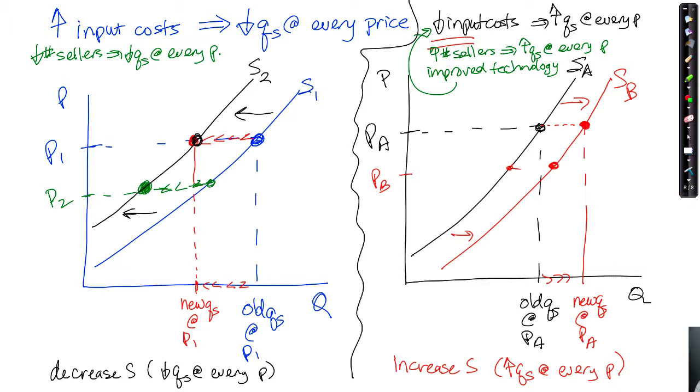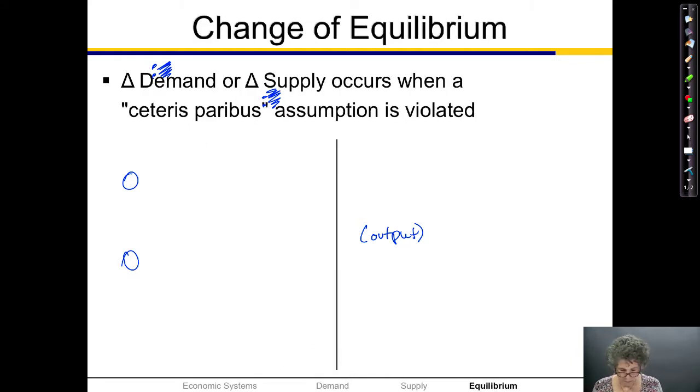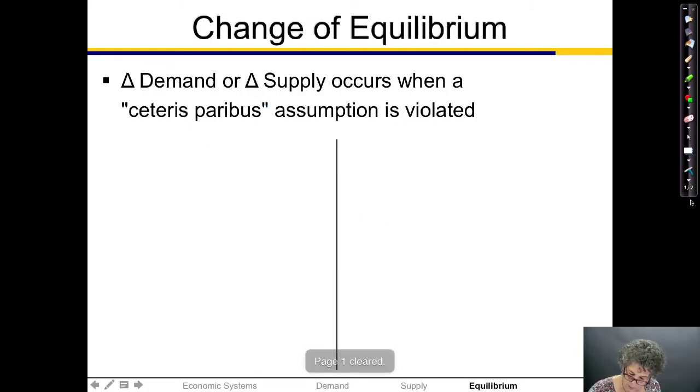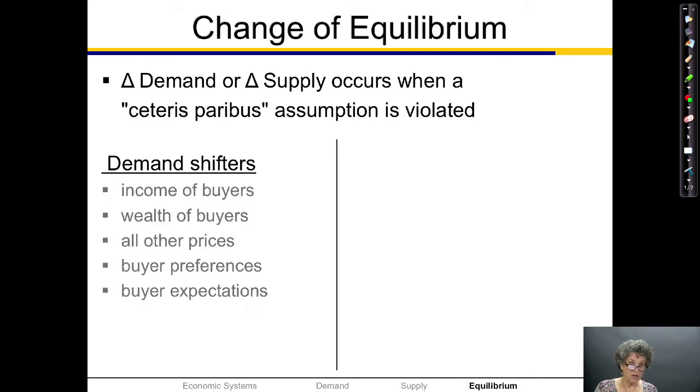Okay, all right. Now we're ready for the groovy stuff. Now we're ready to talk about changes of equilibrium. If there is a change in demand, so the whole demand curve shifts, or a change in supply, or both, which is going to happen when one of those ceteris paribus assumptions is violated, then we're going to get a whole new equilibrium.